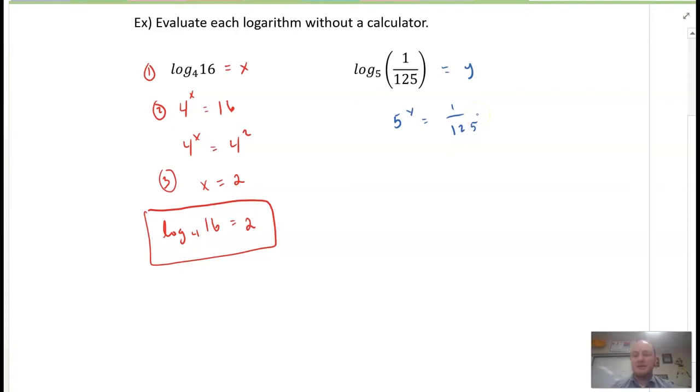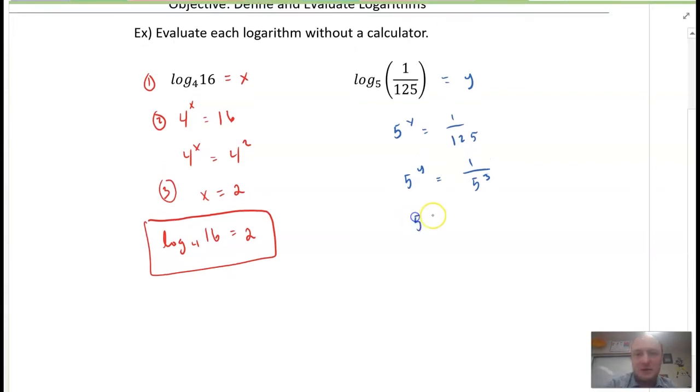Now I have to make both sides the same base. So just look at both sides and say, what base family could I utilize? And hopefully 5 comes to your mind. 5 to the power of y is equal to 1 over 5 to the power of 3. Now, I want the 5 to be in the numerator. I want a base 5. So I'll use my negative exponent property.